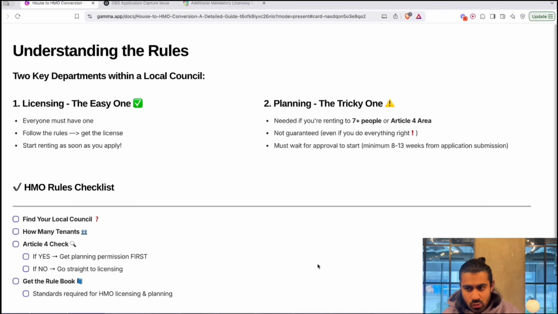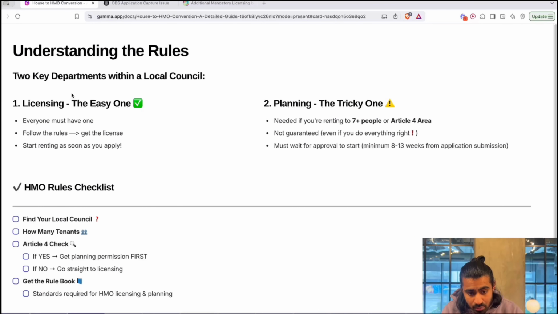So once we've understood what the HMO is, and let's say we've decided that we want to convert our property into a HMO, or we at least want to try and see if it's possible, we need to first understand what the rule set is. HMOs are a very heavily regulated market, and it's really important that you understand what the rules are when you're designing your HMO. So the 2 departments that are super key to take into consideration are the licensing department and the planning department.